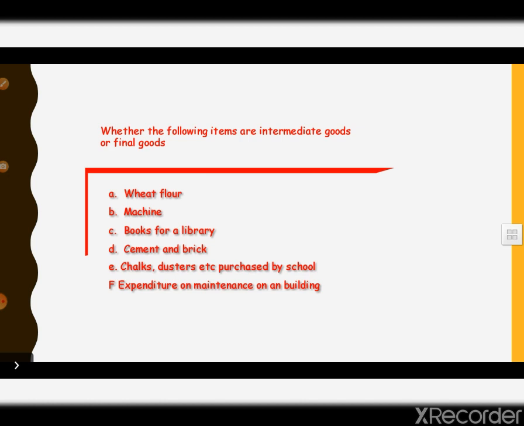Then books for a library. Well, this is a tricky one. Books for a library is an intermediate good, because it is used for generating income. Sorry, it's not an intermediate good, it's a capital good, because these goods are used for generating services to the public, which is in turn generating some income. Cement and bricks, well, these are intermediate goods, because they are further used in the production process that is used to make a building or some infrastructure. Chalks, dusters purchased by school, well, these are capital goods, these are investment goods made by the school, simply because they are used for satisfying the services of the teacher that they use in teaching.